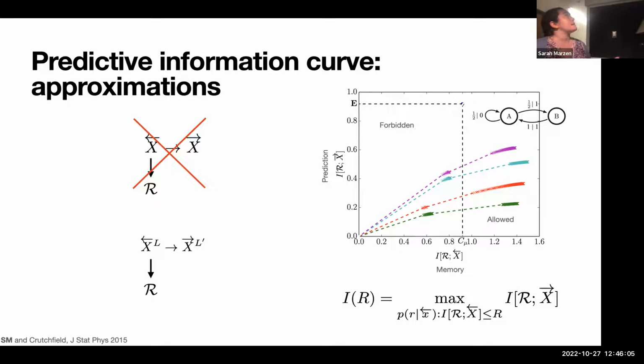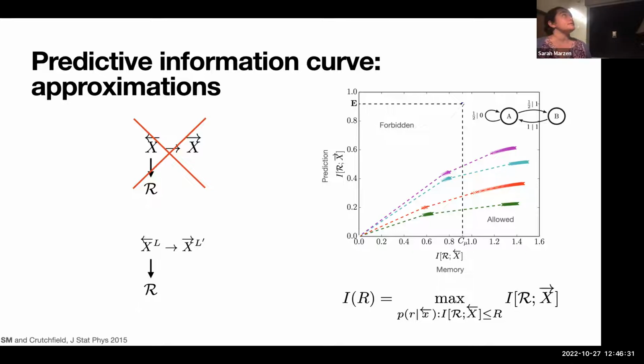So they looked at pasts of length L, futures of length L prime, and they started computing these predictive information curves. So what I'm going to do is look at this epsilon machine right here, which we just played around with. It's relatively simple. It's a 2-state hidden Markov model. You wouldn't think it would be too complicated. However, this hidden Markov model does generate an infinite order Markov process technically.